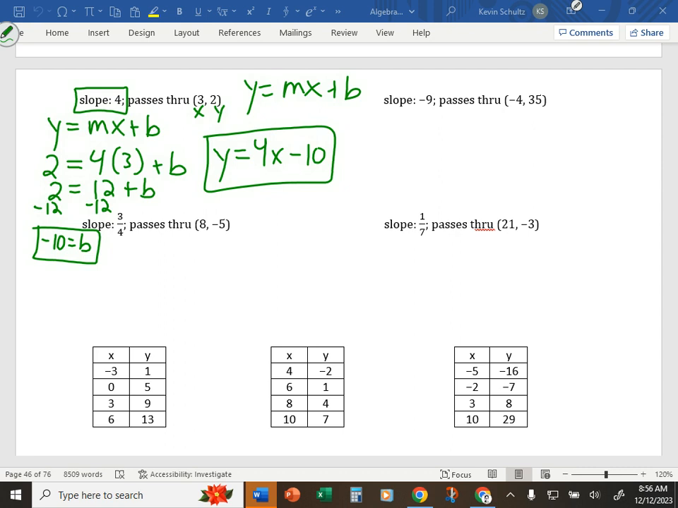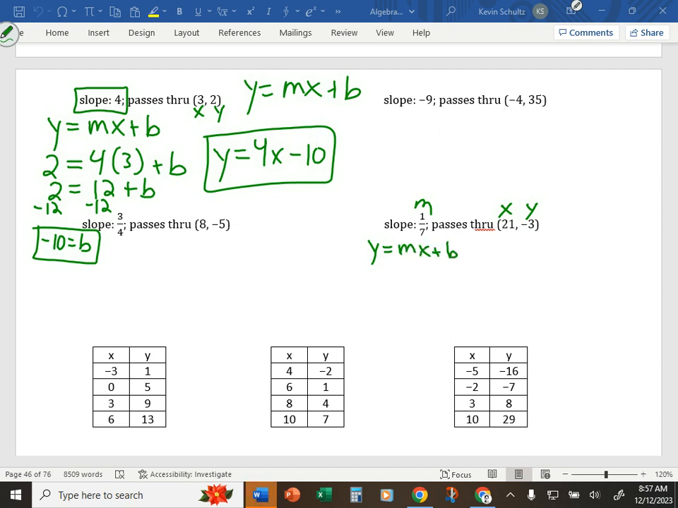Let's look at one of the fraction ones. Let's do the 1/7. Our slope is 1/7, and it passes through 21, negative 3. Now, I give you the slope, right? So this is m. But I don't give you the y-intercept because this x value isn't 0. So in slope intercept form, we'll be plugging in 21 for the x variable, and we'll be plugging negative 3 in for the y variable. Okay? So here's slope intercept form, y equals mx plus b.